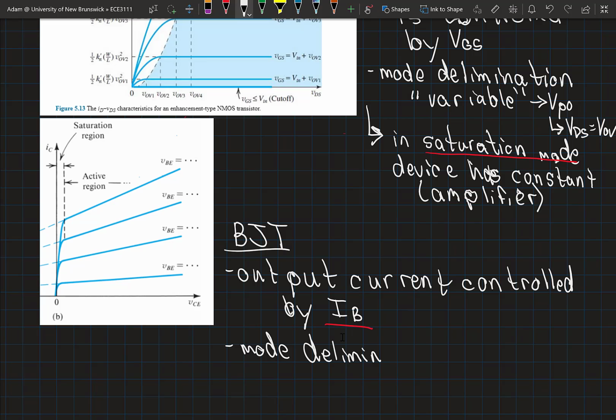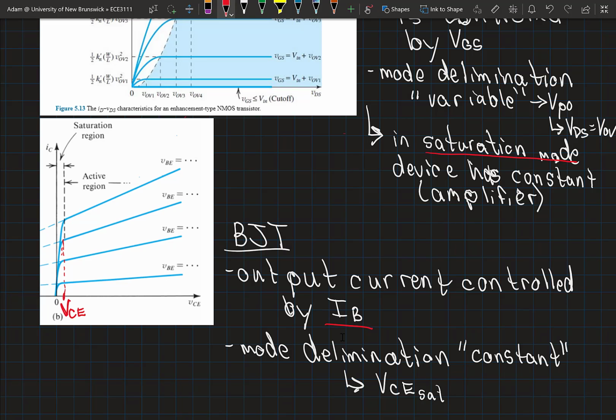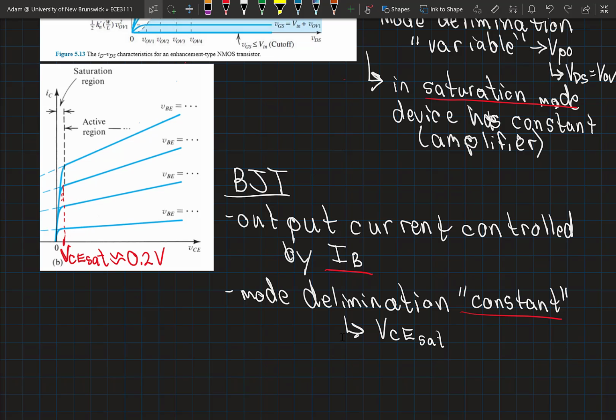That mode delimitation constant, and it's essentially constant in our BJT, is the collector to emitter voltage when it's equal to VCE sat or below. That is the point where we switch between the saturation region. This isn't well depicted on this diagram, but that VCE sat is approximately 0.2 volts, and that's why we've called it a constant here. So it's that constant value of collector to emitter voltage that when we fall below it, we're in the saturation region. If we go above it, we end up in the active region.